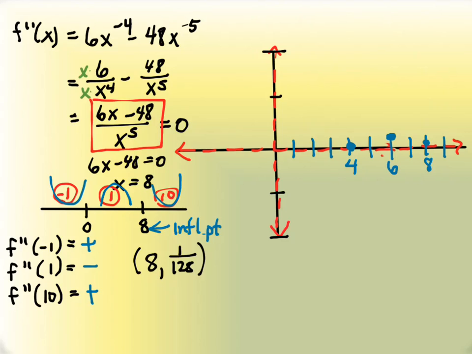I think I've plotted everything except for the increasing, decreasing information. Does that look pretty close to you? Is there anything else I've missed so far?